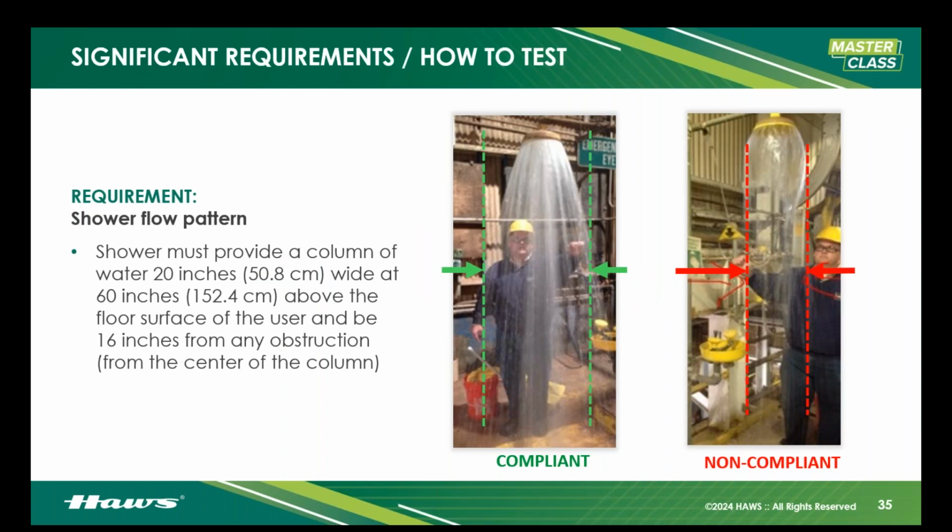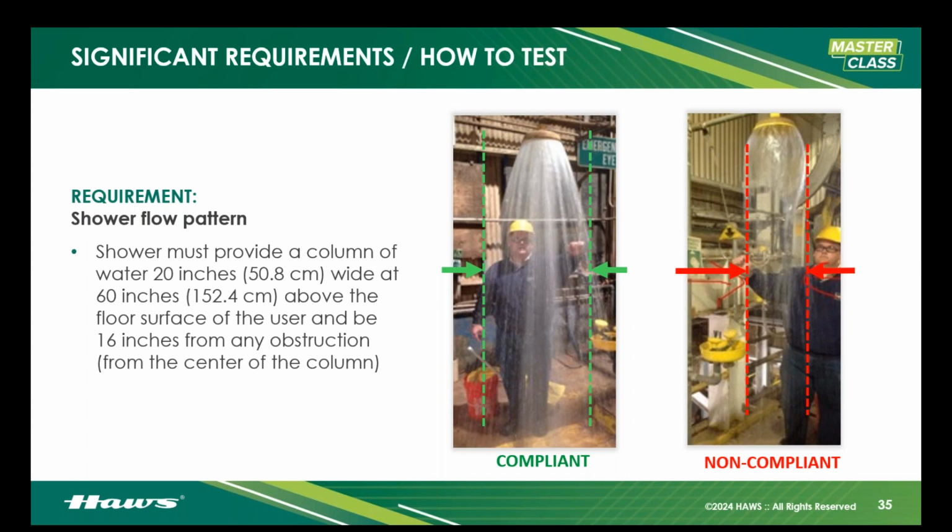Now the shower flow pattern. What we're testing here is for 20 inches wide at 60 inches above the floor. That's what we want our flow pattern to meet, okay? Now that's based on average human anthropometrics. That's shoulder to shoulder at an average height, okay? The issue is what you see on the right, okay? There's not enough water. There's damage to the shower head. The shower head is obstructed. There's so many different things that can go wrong there. We want to ensure the flow pattern is 20 inches wide, 60 inches above the floor. It's going to completely envelop the user.